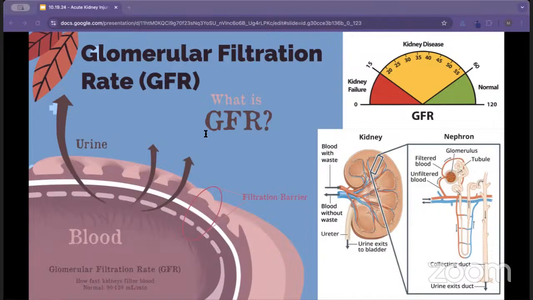GFR can be measured directly. It can be complex, but it typically involves injecting substances like inulin, which is a marker filtered by the kidneys, and tracking its clearance. But this direct measurement method to find the GFR is rarely used in clinical practice because it's very, very time consuming. So instead, in clinical settings, we rely on something called the estimated GFR, or the eGFR.